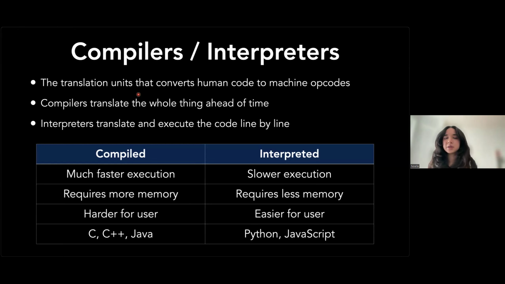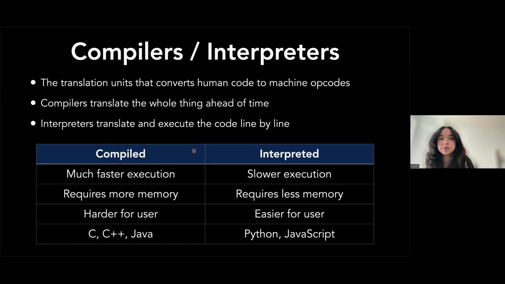So you can imagine, I guess, if I was speaking to someone who only understood Japanese and we had a Japanese interpreter, I would say a sentence and then the interpreter would translate it into Japanese with every sentence that I say. And so the difference is compiled languages have much faster execution.